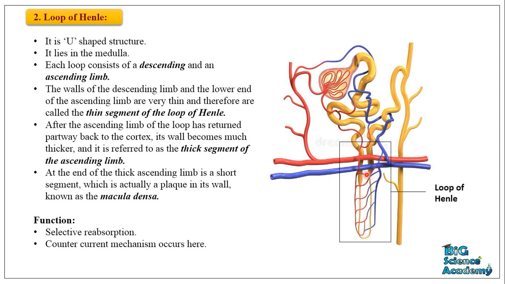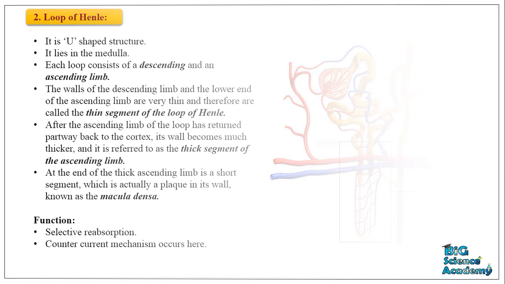After the ascending limb of the loop has returned part way back to the cortex, its walls become much thicker and it is referred to as the thick segment of the ascending limb. At the end of the ascending limb, there is a short segment which is actually a plaque in its wall. It is known as the macula densa. The function of the loop of Henle is selective reabsorption, and it also helps in the countercurrent mechanism.